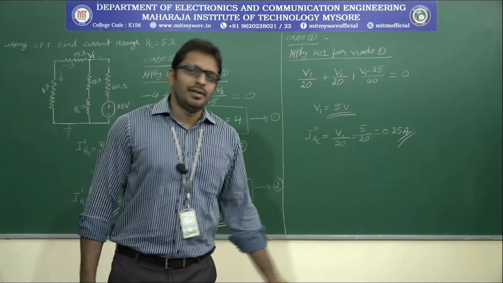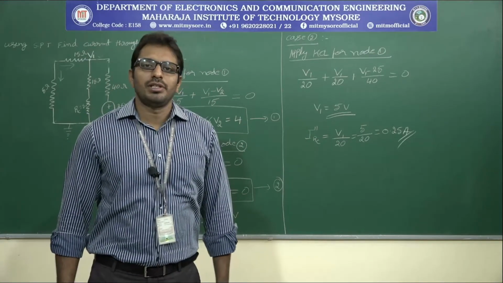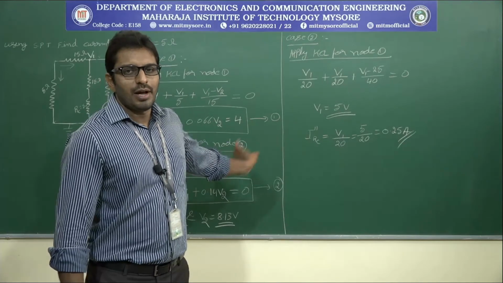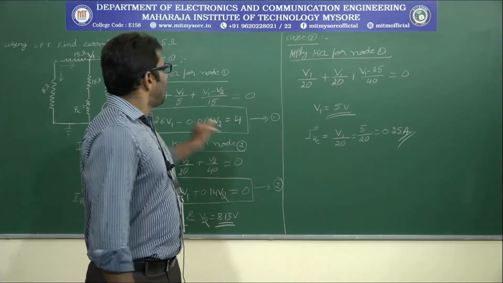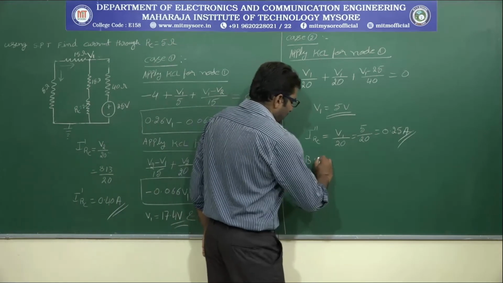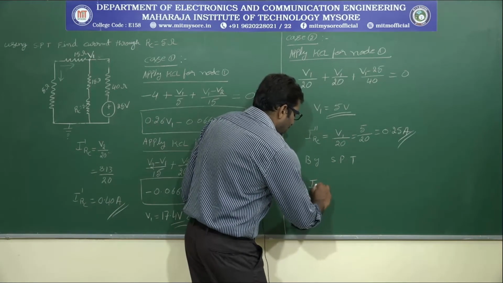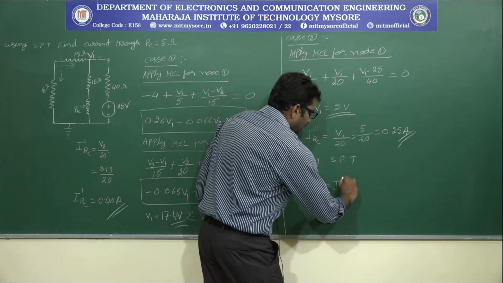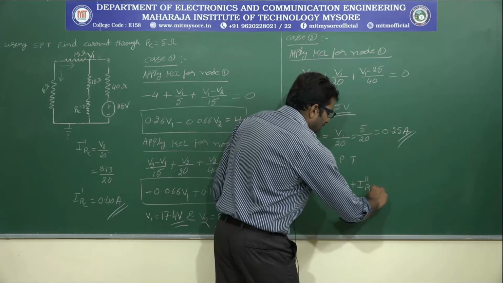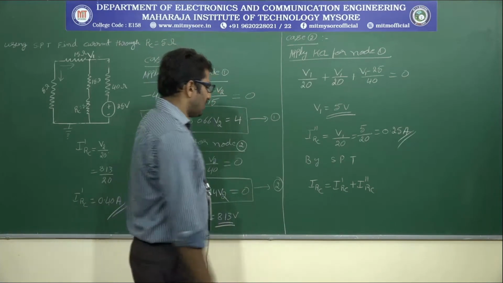So we calculated the response across RC, the 5 ohm resistor, in both cases, for both sources. One is the 4 ampere current source, the other is the 25 volt voltage source. Next, by the superposition theorem, current through RC is equal to current through RC in the first case plus current through RC in the second case: I dash of RC plus I double dash of RC.